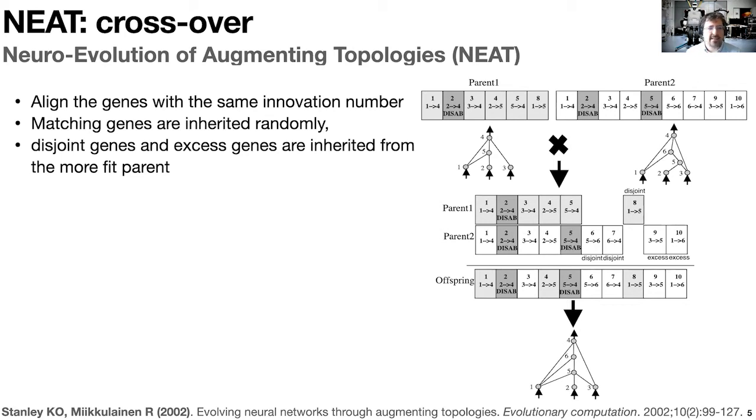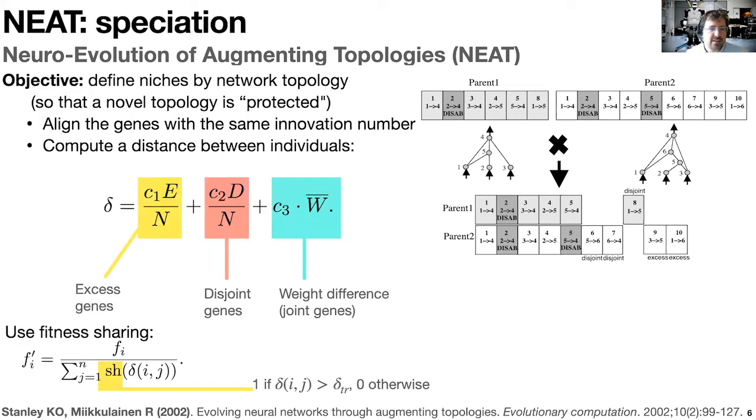So the rule in NEAT is that when we cross these two networks, disjoint genes and excess genes are inherited from the most fit parent, and all the genes in common are inherited, and then the weights are usually assigned randomly. We can have several variants. So this is to cross things, but crossing things during this crossover is not that significant. What is much more significant is that once you can compare neural networks, you can define a distance between them.